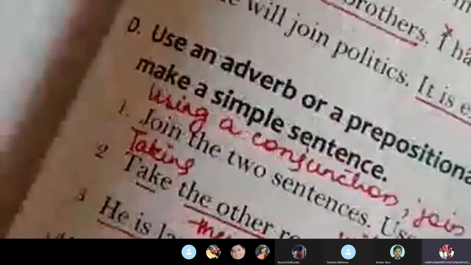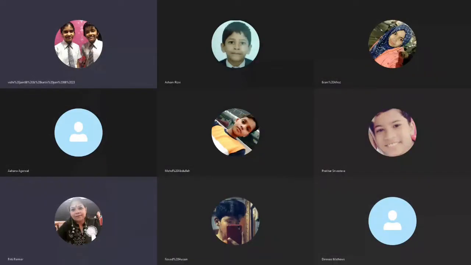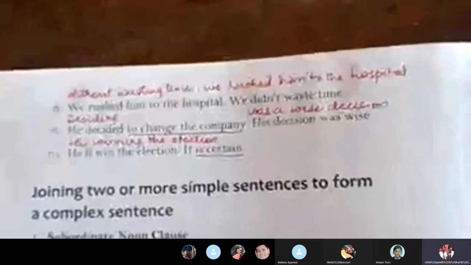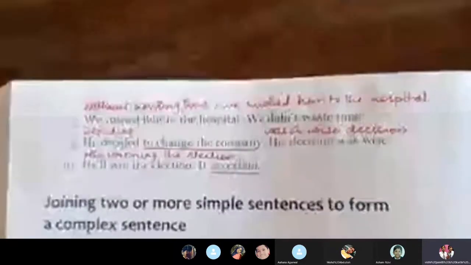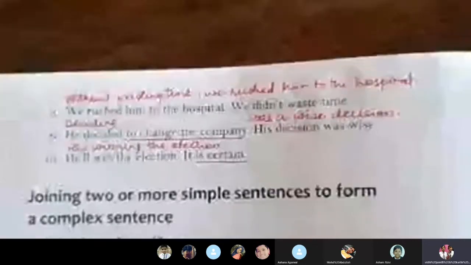We stop here for today. In our next class, we will do the next. Okay. We rushed him to the hospital. We didn't waste time. Let us join it. Without wasting time, we rushed him to the hospital.